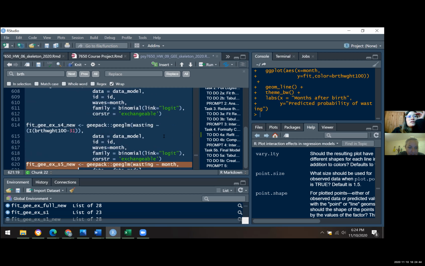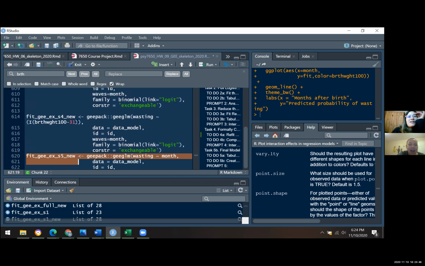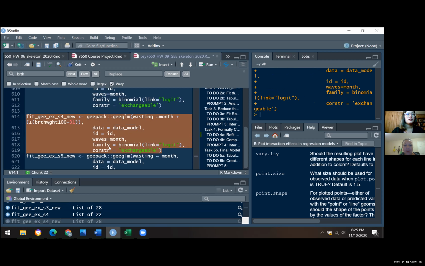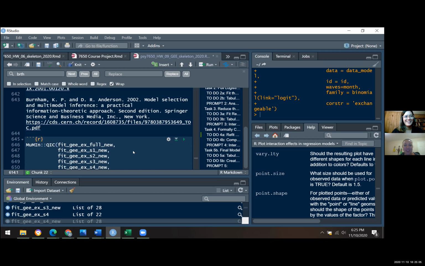Does the one above it have? Oh, see, we need to add month in that one. We want a model that has both birth weight and month in it. So month. So that's the problem. You had one that had month and you have one that has birth weight, but we need a model that has both month and birth weight. Yeah, run that one. Does that look right? Yeah. Okay, month plus birth weight. Now your plot should work.